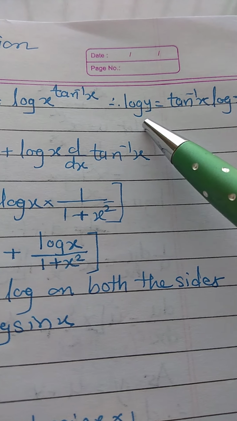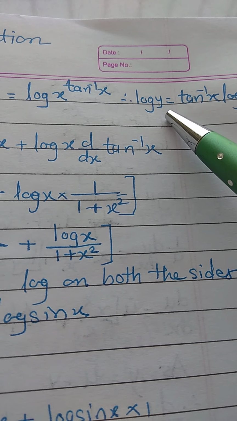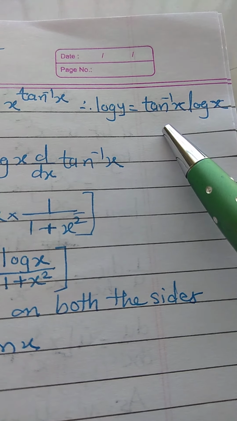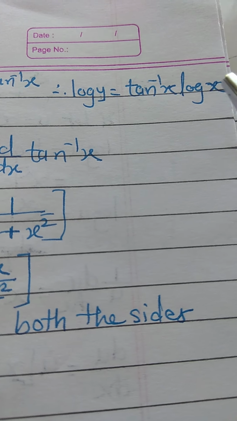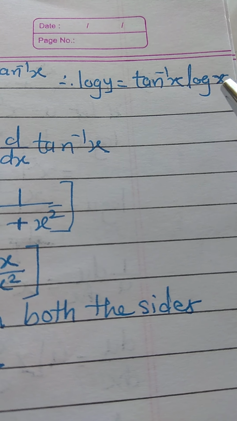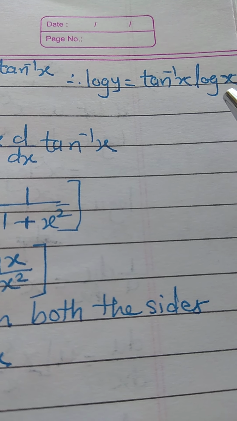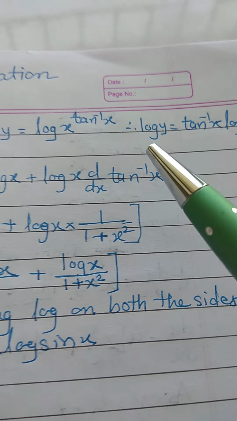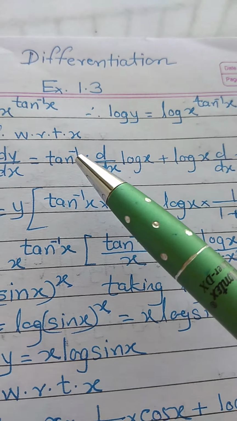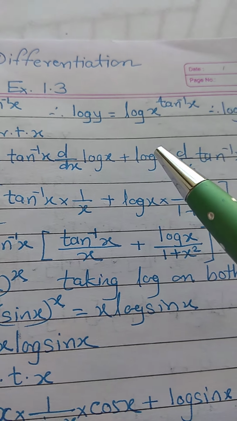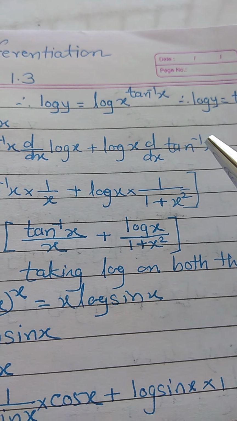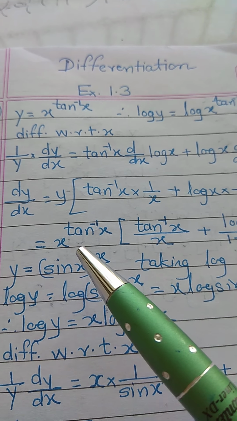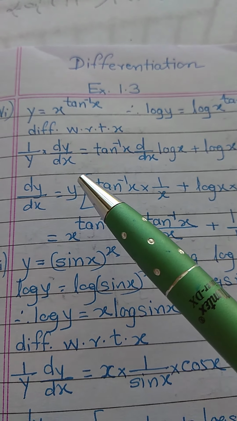Now taking derivative of log of y is 1 upon y, and derivative of y is dy by dx. See here. Now this is of the type u into v. That means first function as it is, derivative of second function, that is log of x is 1 upon x. Second function log of x will be as it is, and derivative of tan inverse will be 1 upon 1 plus x square. See here. First function as it is, derivative of log of x is 1 upon x. Log of x as it is, derivative of second function, that is tan inverse of x will be 1 upon 1 plus x square. So this 1 upon y will go to that side, become into y.